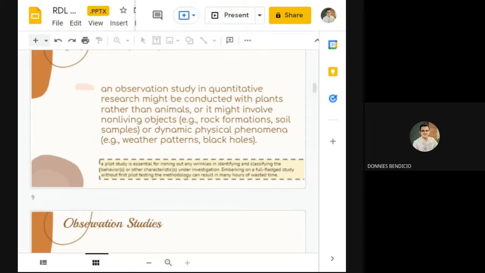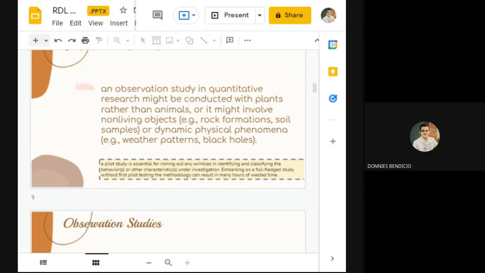Embarking on a full-fledged study without first pilot testing the methodology can result in many hours of wasted time. Kaya tayo pinagpa-pilot study or pinagpa-pilot testing in order for us to understand the complex nature of the setting that we are trying to investigate. Importante na malaman muna natin what are the initial observations within the context. Ano ba yung natural na behavior ng mga clients natin o kaya ng mga respondents natin in that certain place? We have to understand that kasi baka mamaya iba yung behavior nila doon sa konteksto nila, tapos we try to compare it to our own behavior when we are in that context.